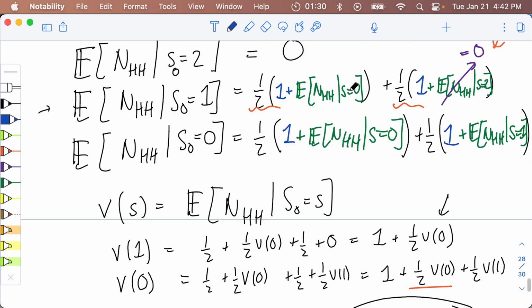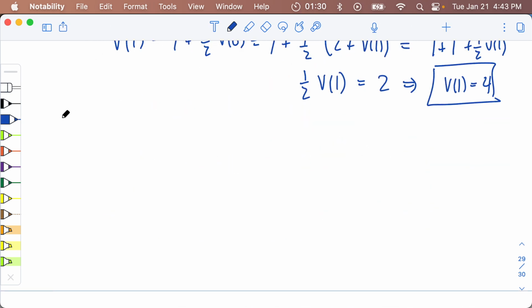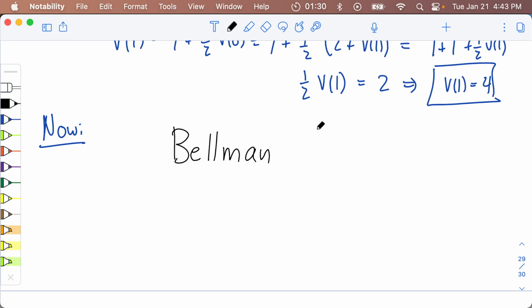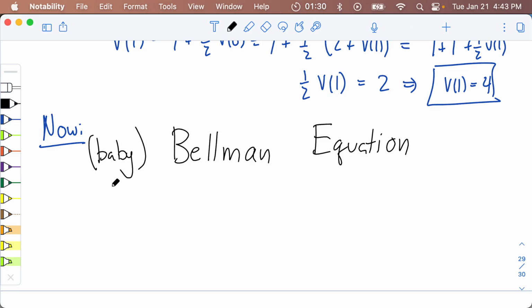And the general version of this equation is called the Bellman equation. What we just did is a version of the Bellman equation. Bellman was some guy, and he came up with this equation. And actually, the Bellman equation is a little bit more complicated than what we're going to do today. So what we're doing today is what I call the baby Bellman equation. And we're going to learn the real Bellman equation a little bit later. But the Bellman equation tells you how to learn these values V. And we're going to do it for something I call a Markov reward process.